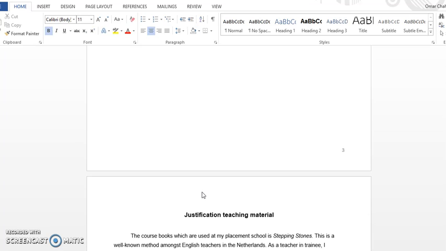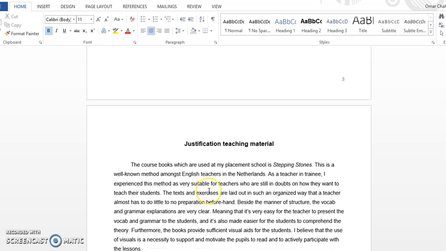Furthermore, the structure, how the grammar and vocab explanations are laid out in Stepping Stones, is very clear. It's very organized, and the teacher has to do little to no effort to plan a lesson. You say, okay, last time we stopped at exercise 12. Let's work from there on. And from my own experience, I can see that the students enjoy this way of working with the course books. They enjoy this because for them it gives them a clear sense of, okay, this is what we have to do and this is our homework.